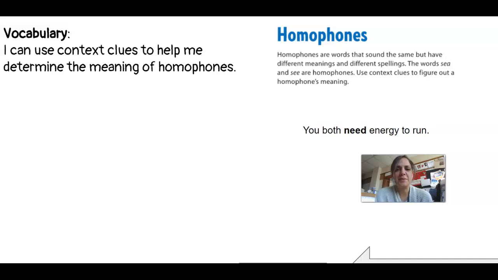Hey, third graders, welcome to our purpose for reading today. I can use context clues to help me determine the meaning of homophones.